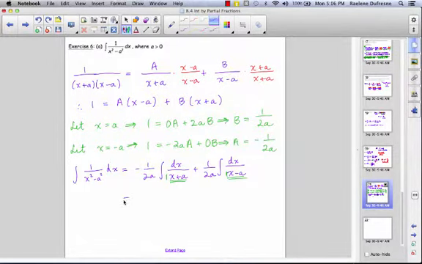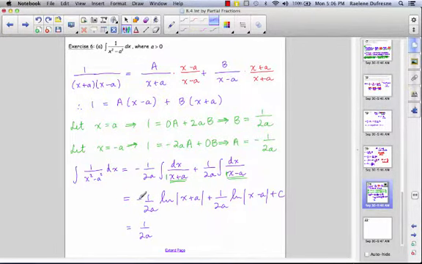And as a result, we end up with negative 1 over 2a times the natural ln of absolute value of x plus a, plus 1 over 2a times natural ln of absolute value of x minus a, and then plus C. We notice that we have a common factor of 1 over 2a, and we also have the negative could come up top as an exponent here, which means that we can combine using the logarithm laws to say 1 over 2a times the ln of the absolute value of x minus a over x plus a, and then plus C.